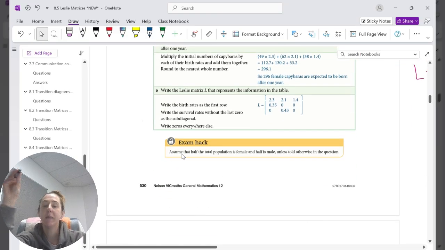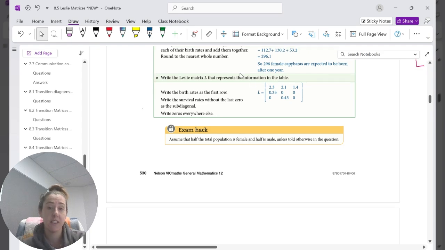Now, something to remember is that you're going to assume that half the population is female and half is male unless the question tells you otherwise. So just keep that in mind. Make that assumption that it's a 50-50 split.